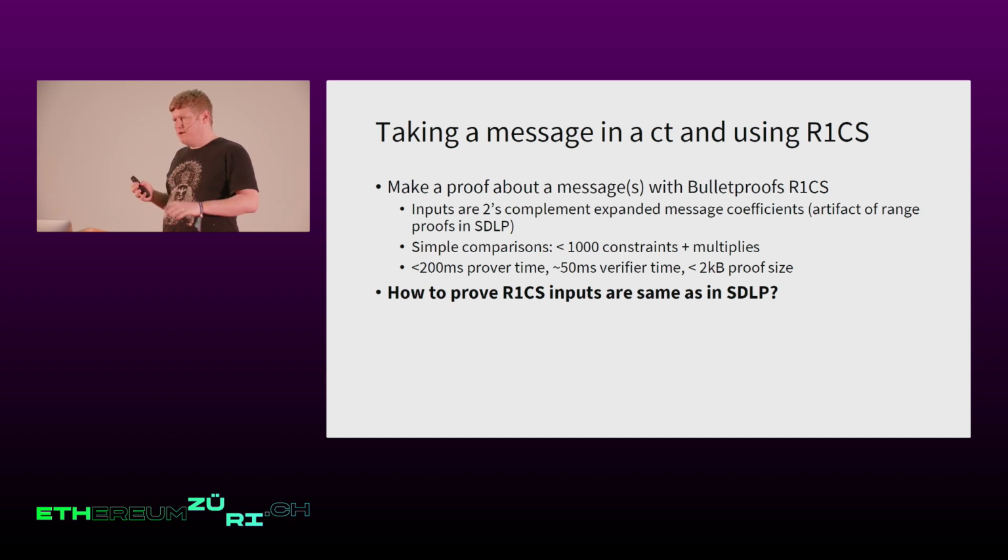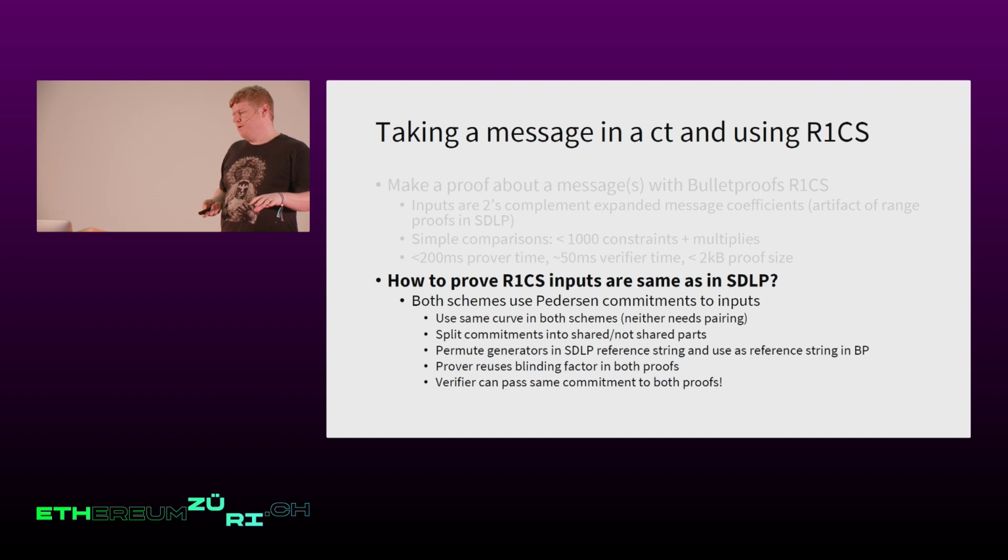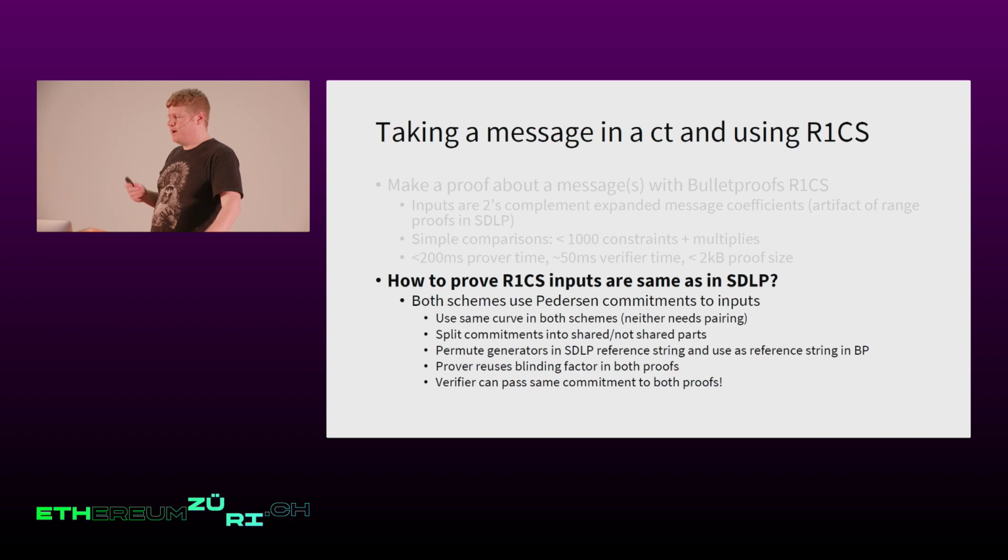So the prover has created a proof to a short discrete log proof and a proof to the bulletproofs kind of in a vacuum. How does the verifier know that the inputs you gave to both of these proofs were the same? Well, it turns out both schemes use Pedersen commitments at their core. And so what you can do is break these Pedersen commitments into shared and non-shared parts. And if the shared part contains the commitment to the inputs to the R1CS circuit and is also part of the short discrete log proof coefficients in S.